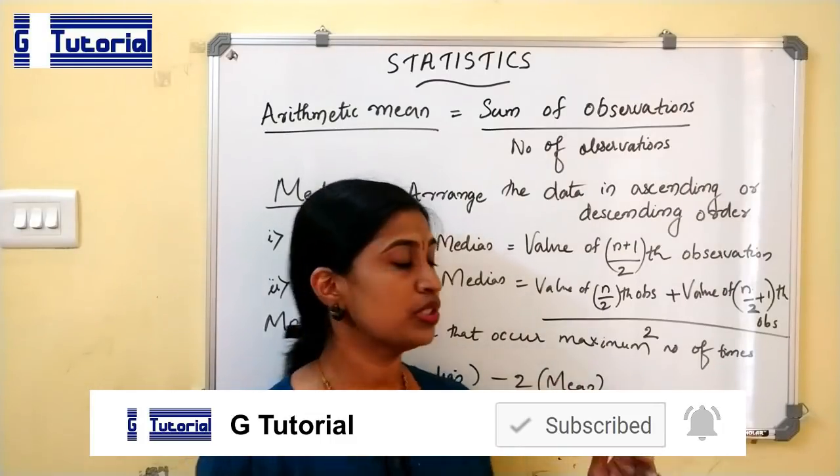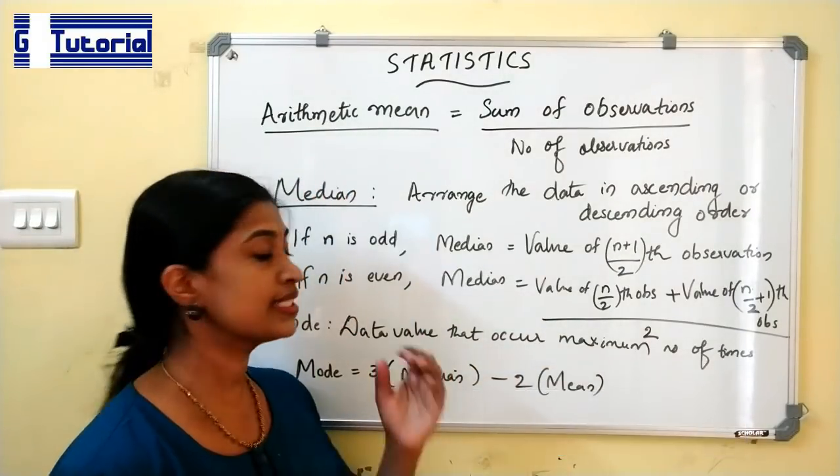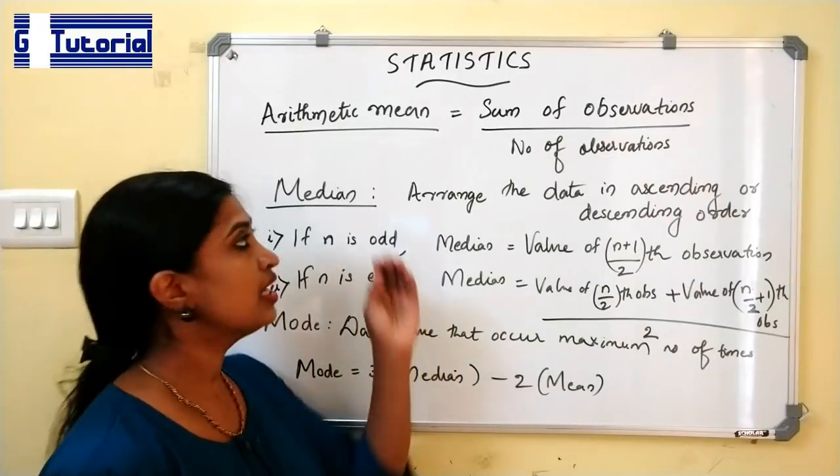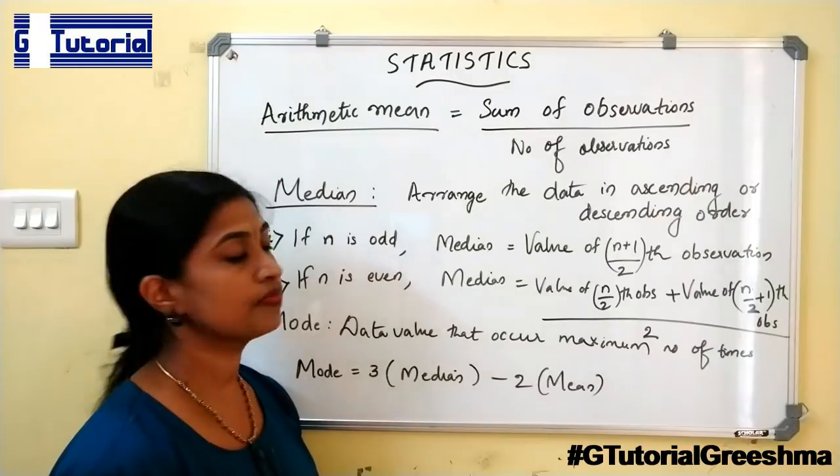Now let us get to our portions. First we will see what is arithmetic mean or simply mean. It is same as average. That is, it is equal to sum of observations by number of observations.